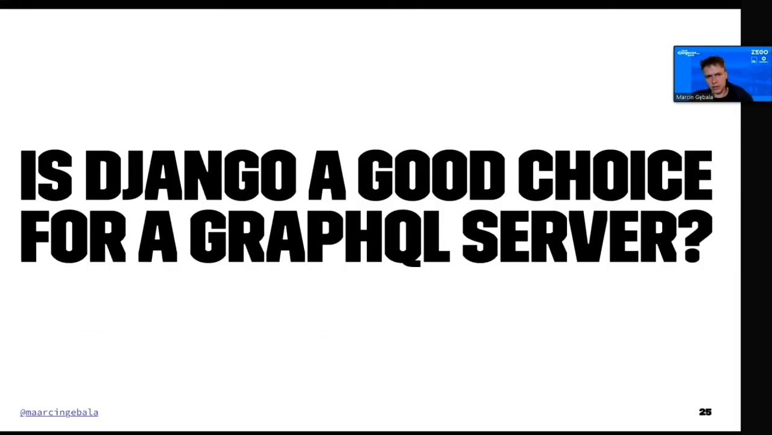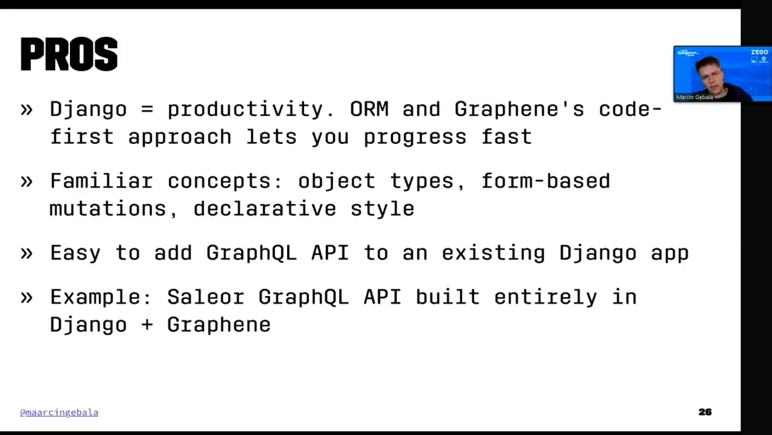So, is Django a good choice for a GraphQL server? First of all, for me, Django is productivity. I love how Django provides very useful tools like the migrations framework, which is really amazing, the ORM, which is really easy to use and very powerful, and all of the utilities that you have in Django. I always thought that with Django, you can build stuff very fast. And if you use that with Graphene and the code-first approach where you generate types from models, you can progress very fast with building your application. I think that's a very big advantage of this stack.